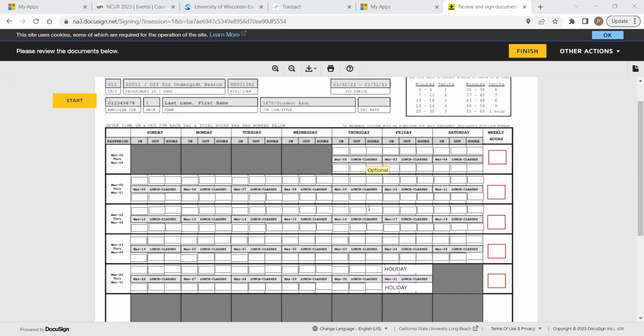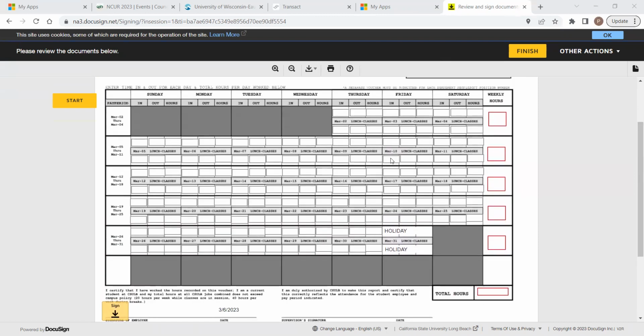So I do suggest when you are completing your timesheet to make sure to use a computer and not try to do this off your phone. If you do try to use this off your phone and complete this, it is going to be a little bit hard. And the only reason why I'm saying to do this through the computer is because you have a nicer view of how to properly input hours.